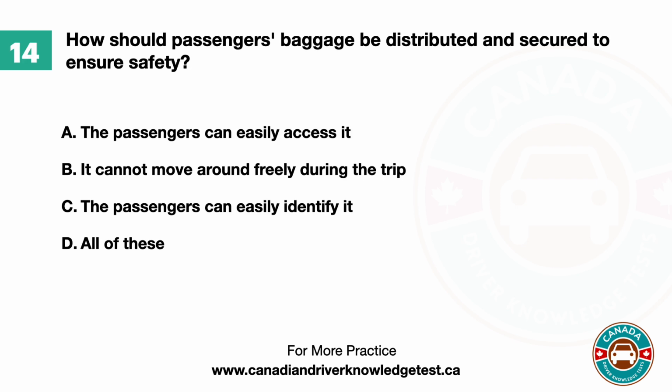Question 14. How should passengers' baggage be distributed and secured to ensure safety? A. The passengers can easily access it. B. It cannot move around freely during the trip. C. The passengers can easily identify it. D. All of these. The answer is B. It cannot move around freely during the trip.